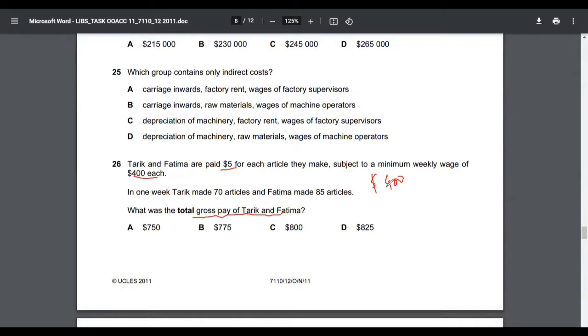So for Tariq, 70 times 5 gives me $350, but the minimum wage should be $400. So he would be paid $400. For Fatma, 85 times 5 gives me a total of 425. So in order to calculate the total wage, it would be $400 for Tariq plus Fatma, she earned 425. There would be a total gross pay of 825. Therefore, the correct answer to multiple choice 26 is option D.